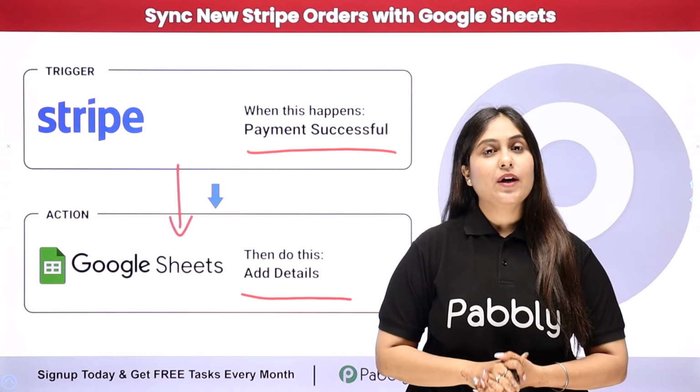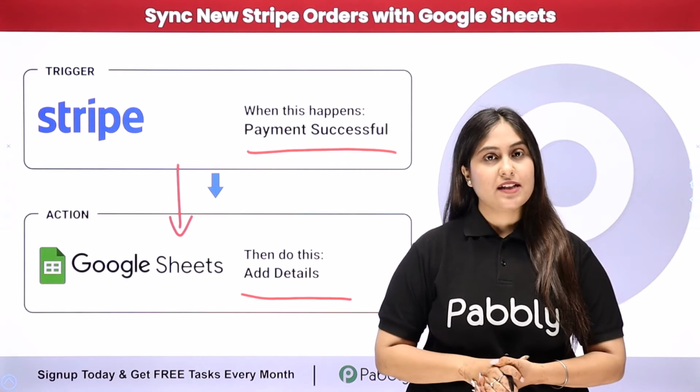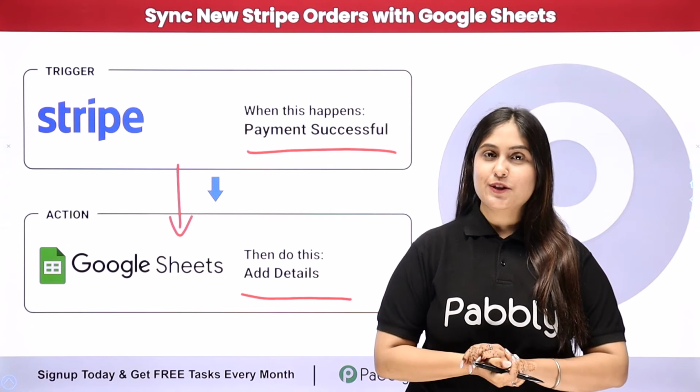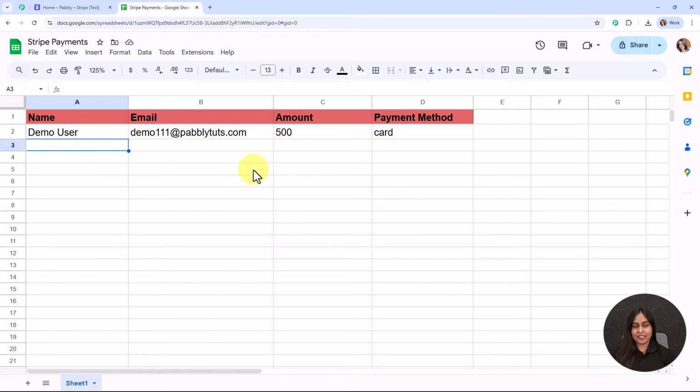So now here to see the working of this automation and to learn this process step by step, let me take you all to my screen. Welcome to my screen. So here on my screen you can see my Google Sheet, and here my objective is that whenever I receive a new payment through my Stripe, then automatically I want to add that detail in my Google Sheets as a new row.